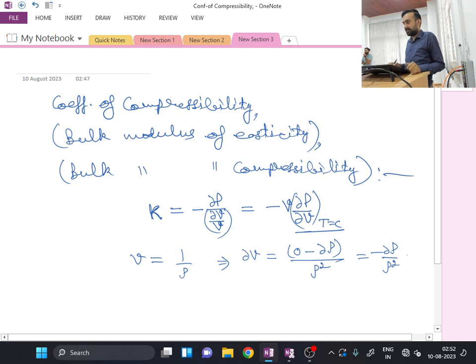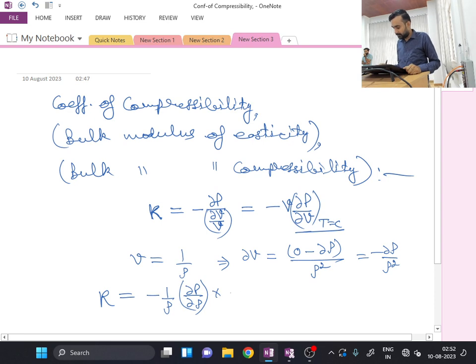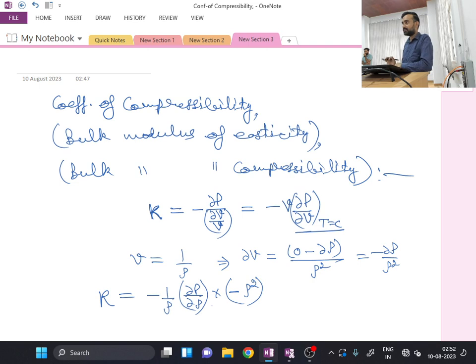Let's substitute this definition over here. If I do so, then my kappa will become minus of the specific volume, which I will write as 1 by density, times del P by del rho, and I will get a constant multiplier of minus rho square. Fine. Is this one clear?